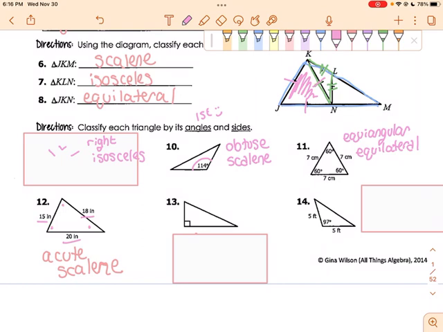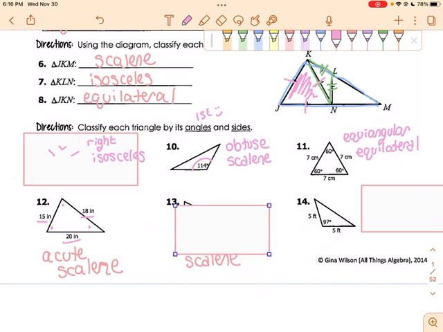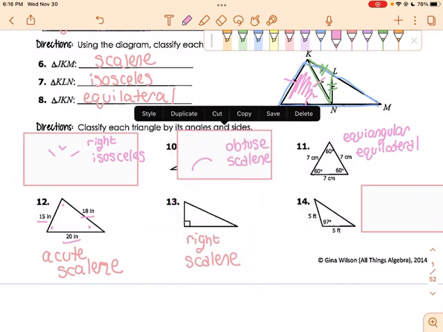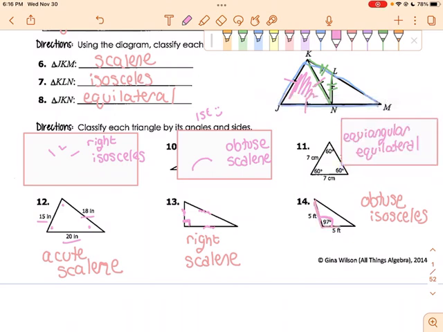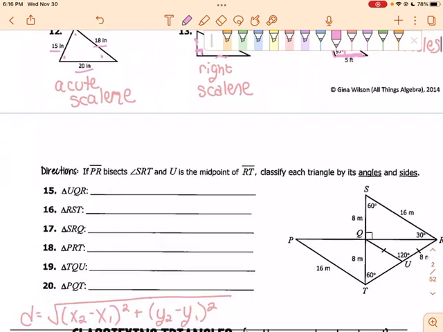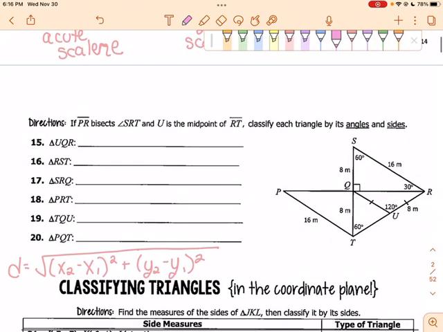Alright, so number 12 is acute because all the angles are smaller than 90, scalene because all the sides are different. 13 is right because we have a right angle, scalene because we don't know anything about these side lengths and they don't even look the same. And the last one, this is obtuse because of the bigger than 90, and isosceles because 5 and 5, two congruent sides.